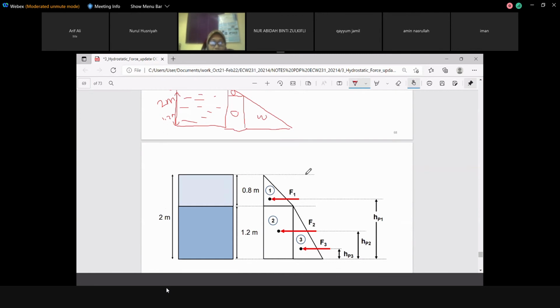Okay, so let's see. This is the diagram look like. Lebih cantik daripada saya lukis ni. So you have area 1, area 2, area 3, force 1, force 2, force 3. And the dot ni ialah center of gravity. Center of gravity 1, center of gravity 2, center of gravity 3. Okay, and then HP ni length to the center of pressure. So you have HP1, HP2, HP3.